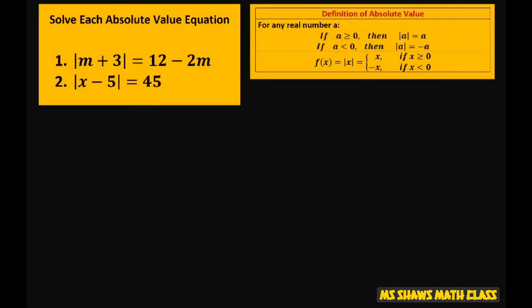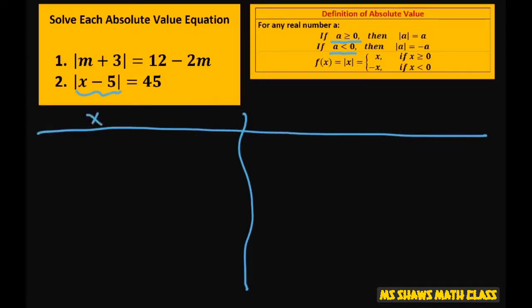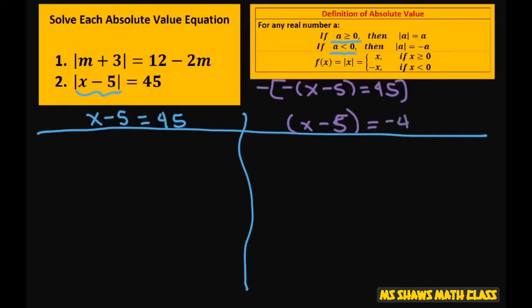Okay, on the next problem, we do the same thing. We're looking at A, if it's positive or equal to 0, or if it's negative. So let's do this. If it's positive, you just copy it down. So just copy down x minus 5 equals 45. You don't have to do anything. If it's negative, that means it's negative x minus 5 equals 45. Or you can say, if you multiply everything through by negative, x minus 5 equals negative 45.